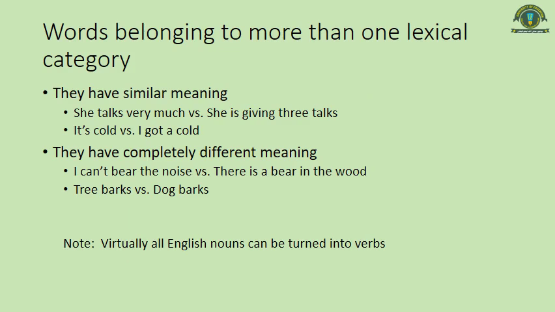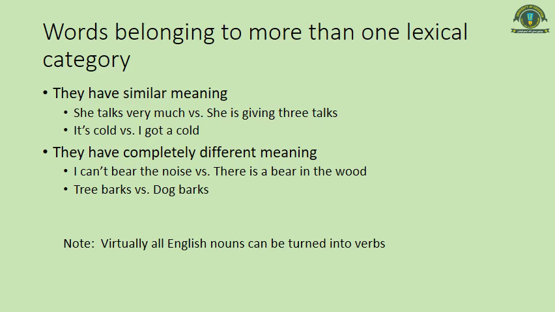So besides open and closed class, with specific reference to part of speech, there are some words belonging to more than one lexical category. Some words belong to several categories. For example, she talks very much versus she is giving three talks. Now talks in the first sentence and in the other sentence have similar meanings. So some words belong to several categories, but they have similar meanings.